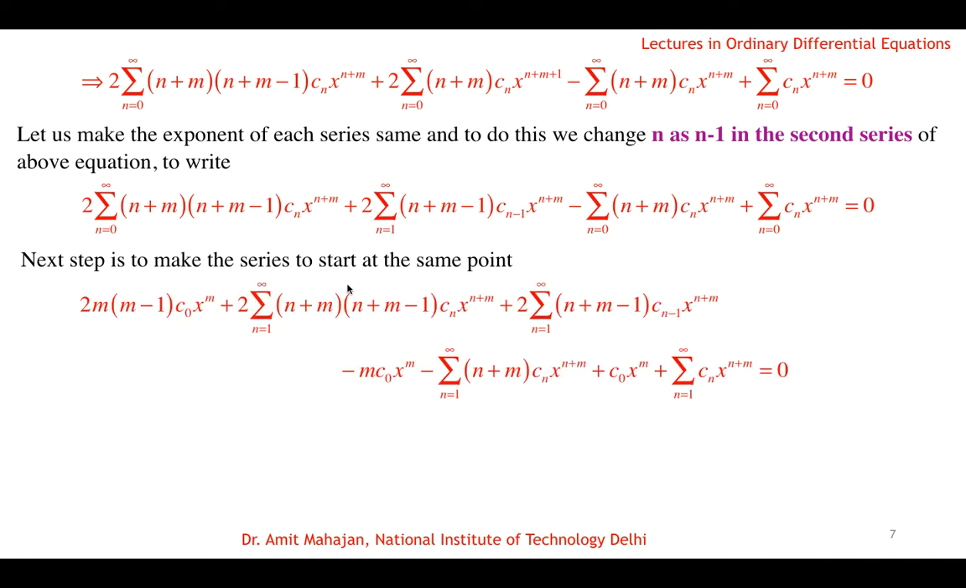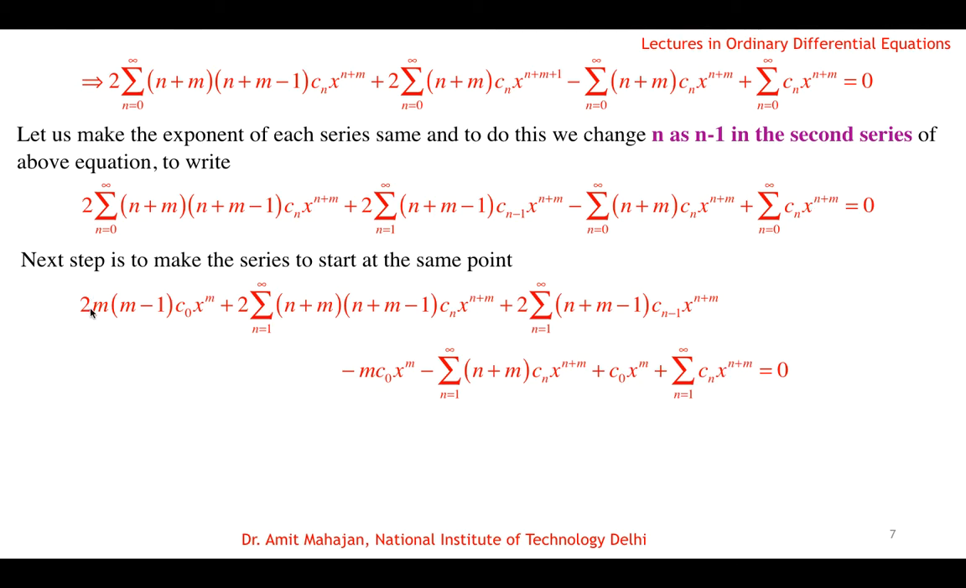Okay, right, so this is the n0 term from here, and the rest of the series becomes from n equal to 1, the same series. This one is already from n equal to 1, so it remains as it is. In this third one, n equal to 0 we substitute to write minus m c naught x power m, and the rest, n equal to 1 to infinity, remains the same series. Plus, n equal to 0 we substitute here, so c naught x power m comes outside, and plus n equal to 1 to infinity, the rest of the series remains here.